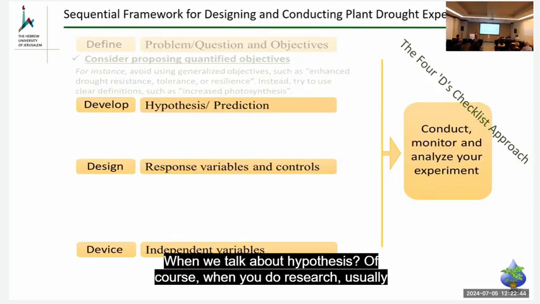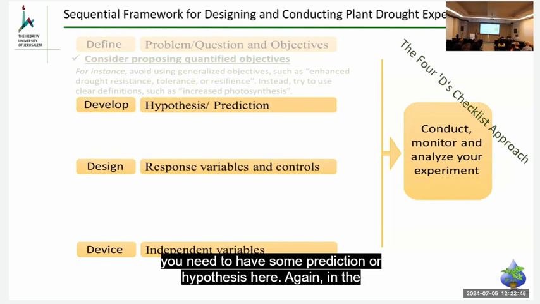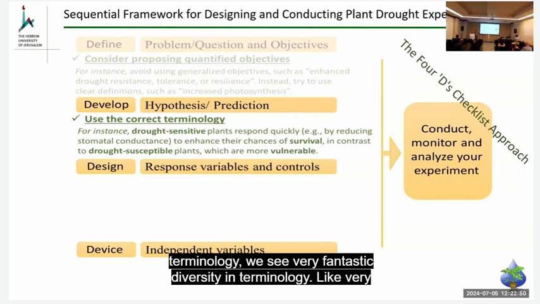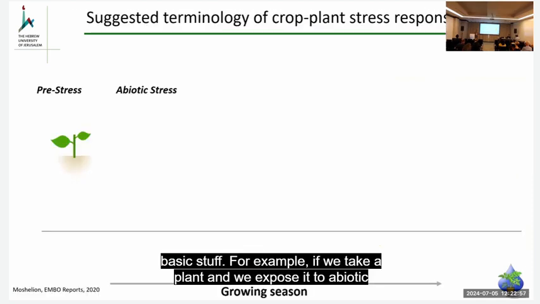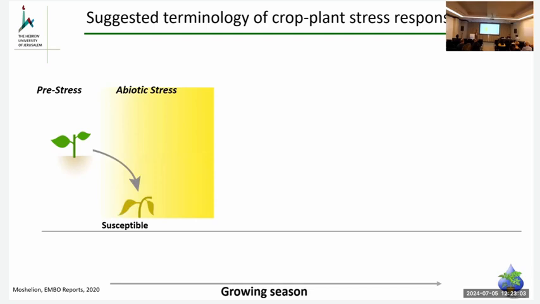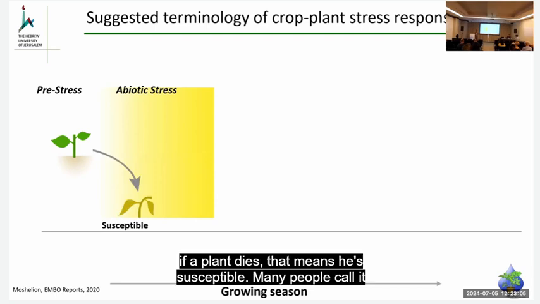When we talk about hypotheses, of course, when you do research, usually you need to have some prediction or hypothesis. Here again, in the terminology, we see very fantastic diversity in terminology, like very basic stuff. For example, if we take a plant and we expose it to abiotic stress, drought in particular, if a plant dies, that means it's susceptible.